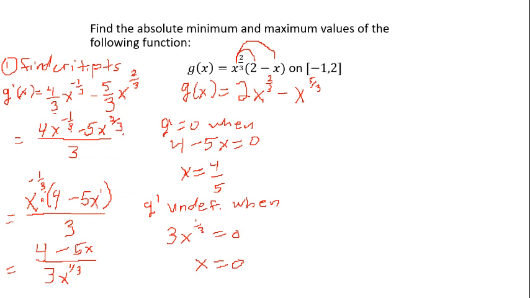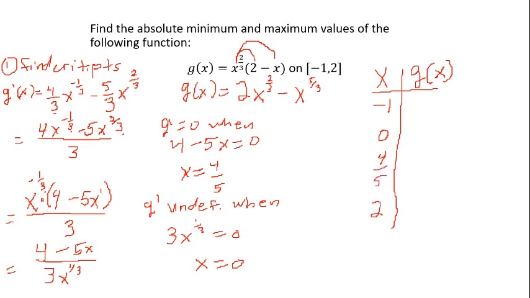So remember, in order to actually find the absolute extrema, you're going to make a g of x table. And you're going to evaluate the original function g of x at each of these critical points and each of the endpoints. So we're going to be plugging in -1, 0, 4/5, and 2. Whichever point has the biggest y-coordinate is the absolute maximum. Whichever point has the smallest y-coordinate is the absolute minimum. Keeping in mind that we're dealing with the original function, we're actually done with the derivative.